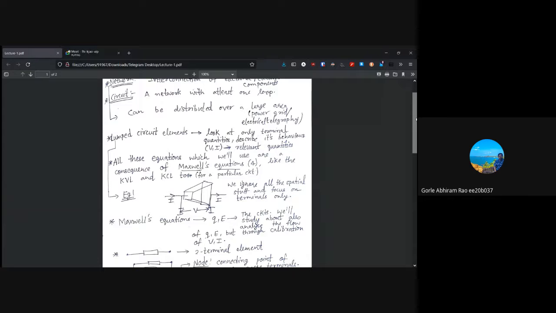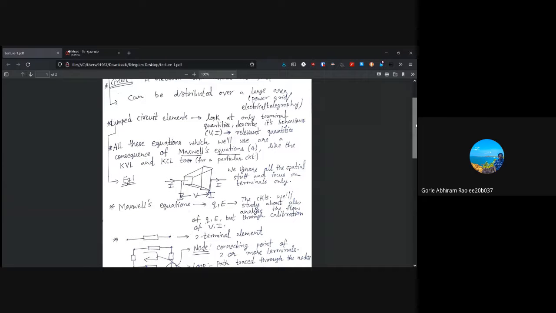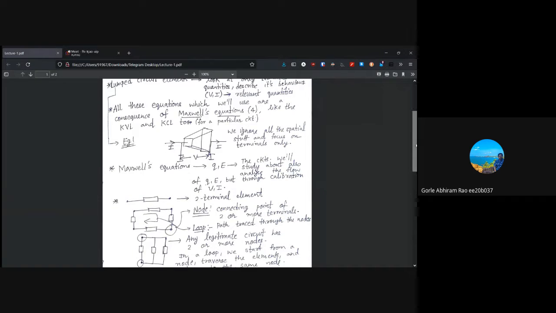Another thing to keep in mind, or probably make note of, is the fact that all these equations, like when we write equations using Kirchhoff's voltage law and current law for our circuits, are basically a consequence of Maxwell's equations in physics. There's four fundamental Maxwell's equations in physics. So these are specific cases of Maxwell's equations from which we can derive these laws.